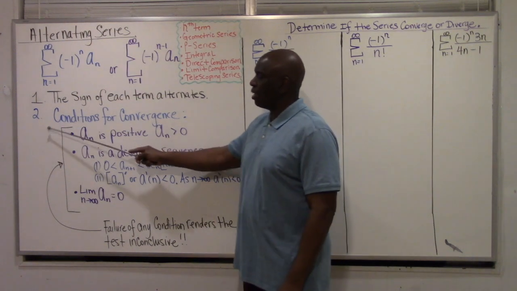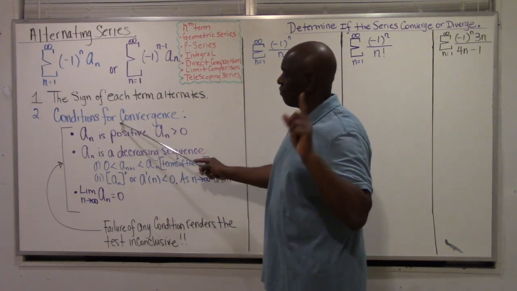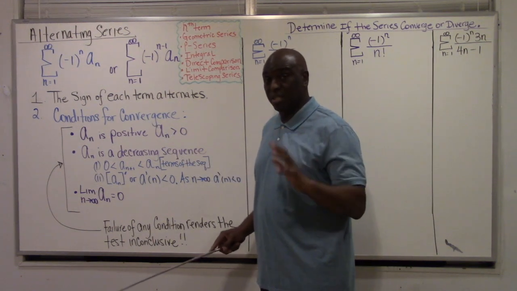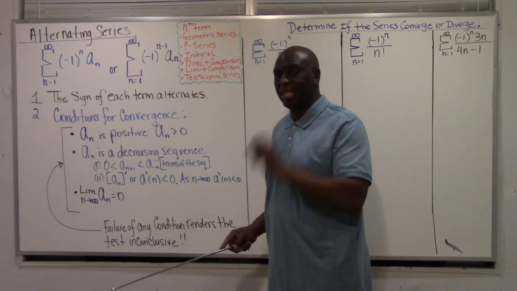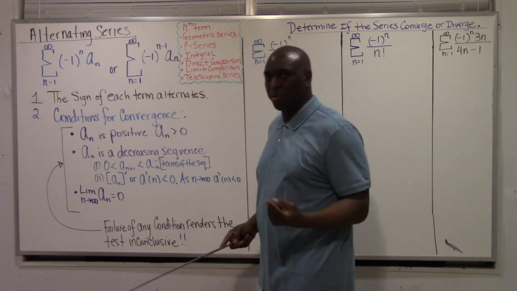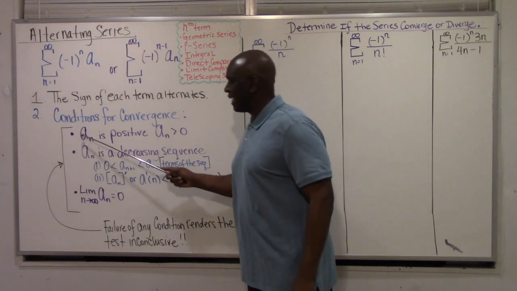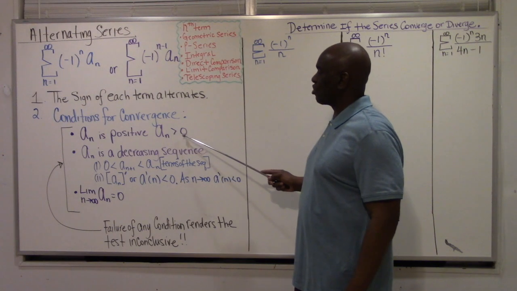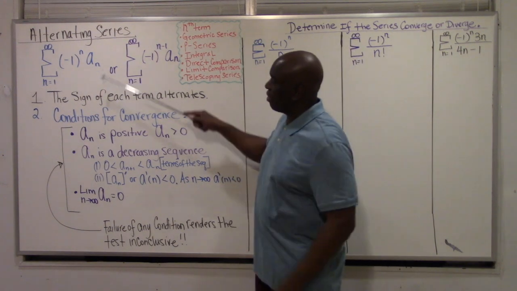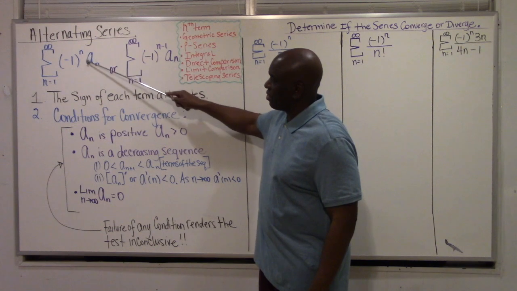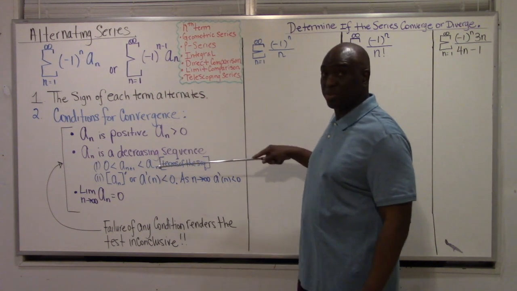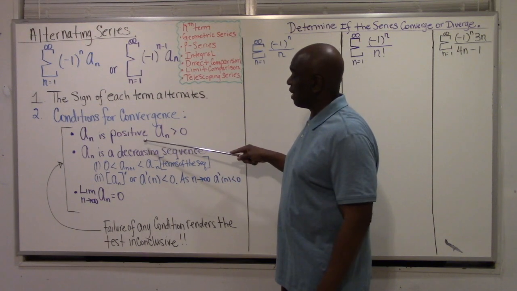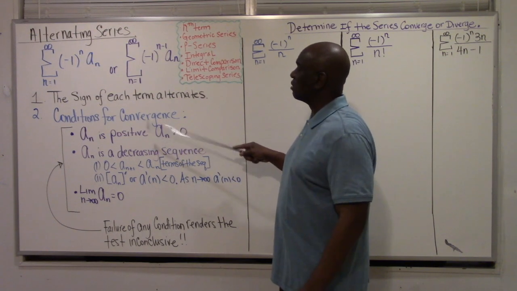Point 2: here are the conditions for convergence. There are 3 of them. If all 3 conditions are met, we can conclude that the series converges. Condition number 1, a_n is positive. That means that our sequence a_n is greater than 0. So this sequence a_n must be a positive sequence. No negatives there. If a_n is positive, then we're good.